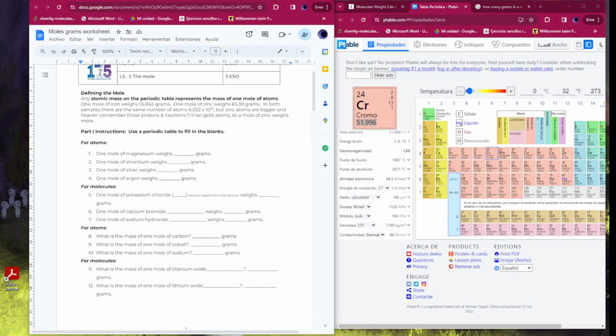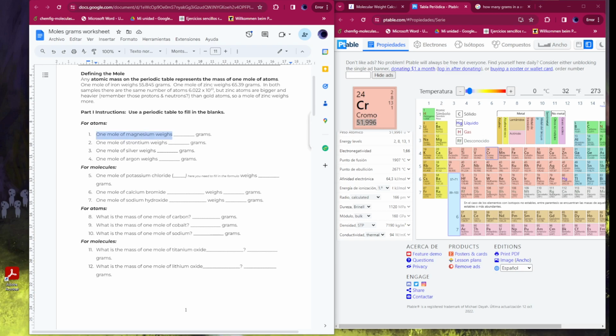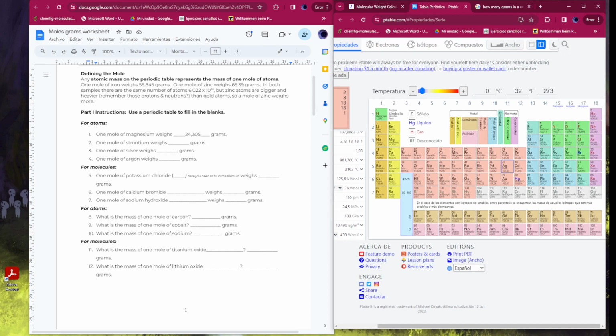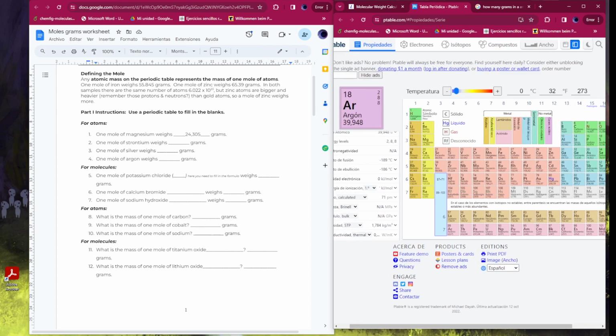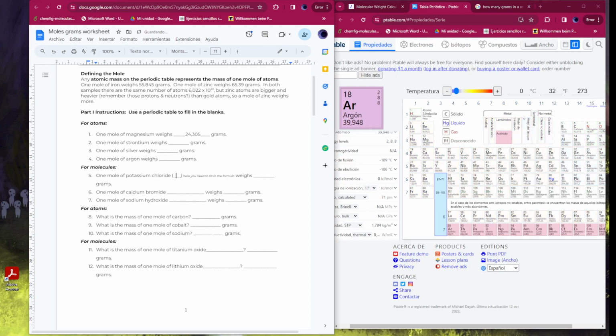Yes? So 1 mole of magnesium weighs how many grams? We go here, magnesium, 24 grams. Okay? 24.305. Yes? Strontium, you go here and you rate. Silver, here. Argon, well, argon is a noble gas. Yes? There. Okay? For molecule, well, here, for potassium chloride, here you need to fill in the formula. Potassium chloride. Then, how many grams? The grams of the potassium plus the grams of the chloride. Okay?